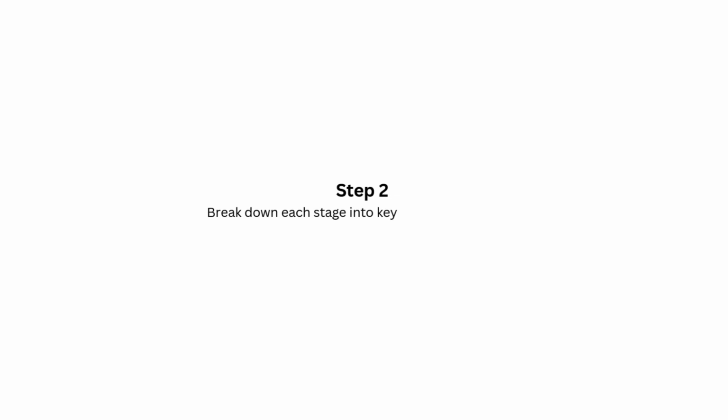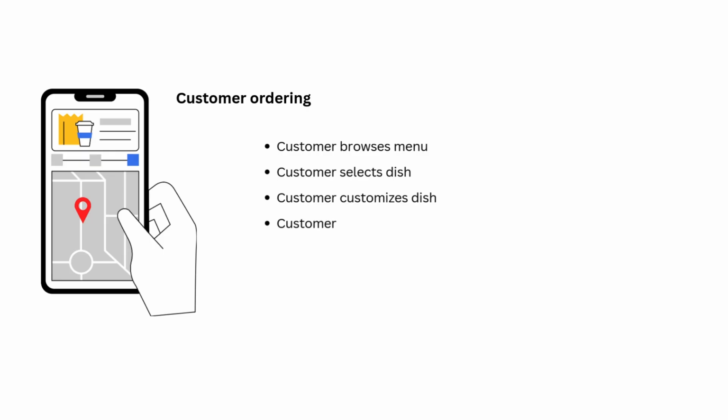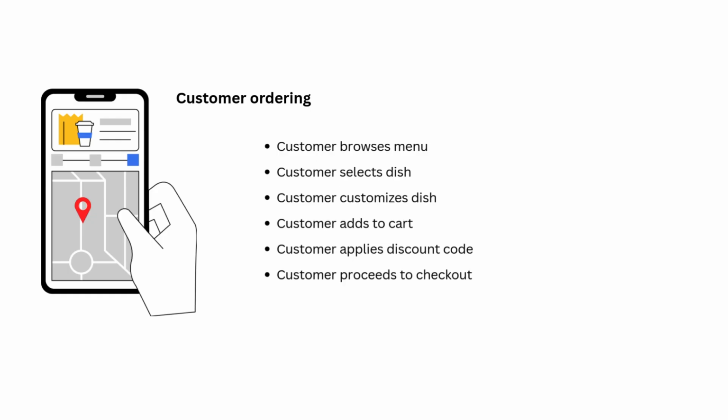This is where you'll start building out the detailed flow, but only for one specific stage at a time. Let's take customer ordering as an example. In this stage, the typical key actions might look something like this. Customer browses the menu to see what's available. Then, the customer selects a dish they like. Next, the customer may want to customize the dish. After that, they add the dish to the cart, ready to move forward. Then comes the optional part where the customer applies a discount code if they've got one. Finally, they're ready to proceed to checkout. These are the key actions that make up the customer ordering process.